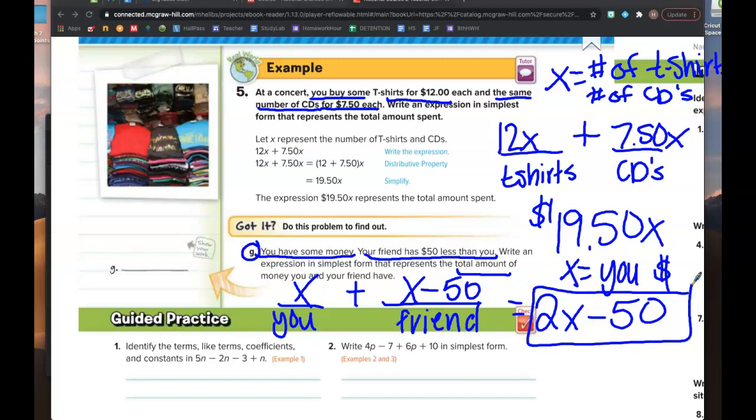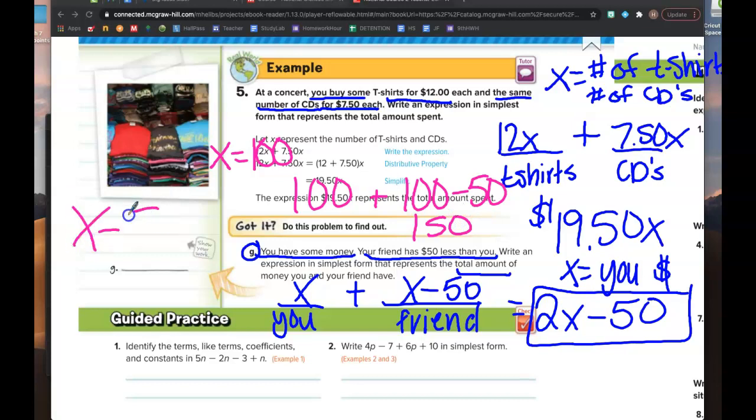Okay, if we're still a little bit confused about this X plus X minus 50, let's say I have $100. So if I have $100, my friend would have $100 minus 50, right? So how much money would we have altogether? $150, right?